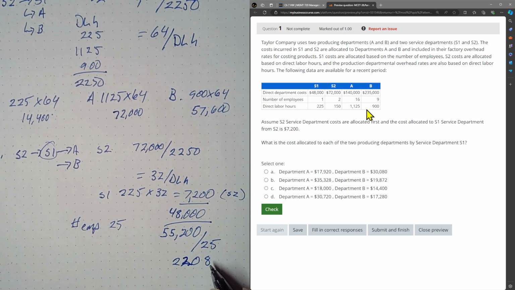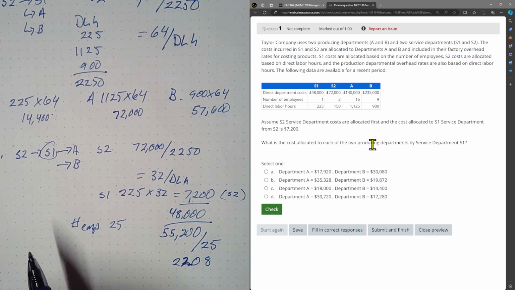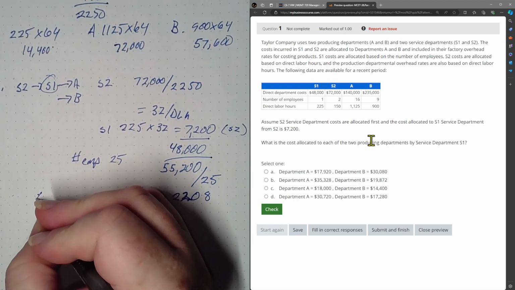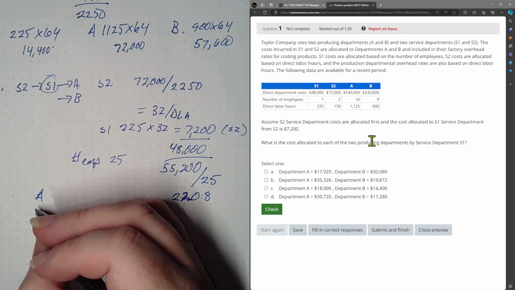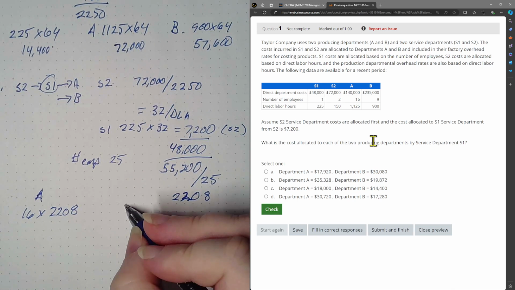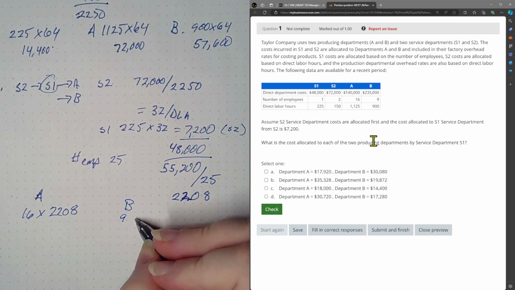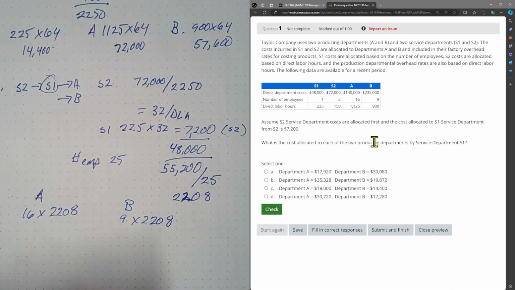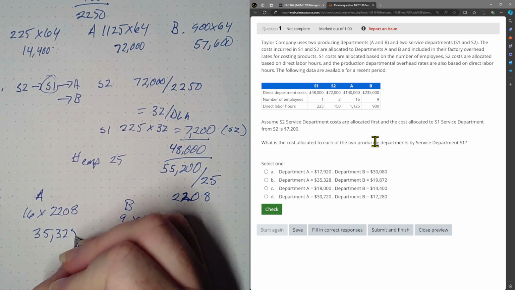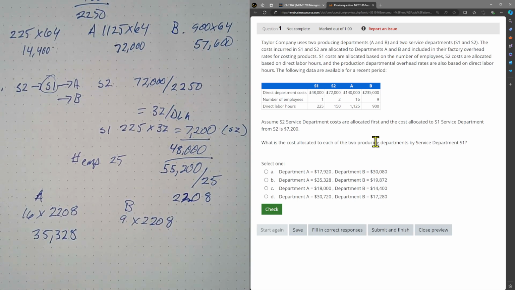So for each employee, it's $2,208. And we need to know both departments. So department A has 16 employees times 2208. And department B has 9 employees times 2208. $35,328, and this is 9 times 2208.